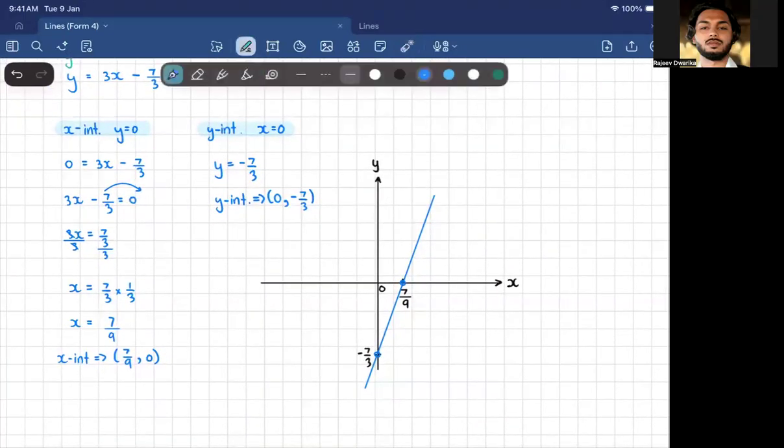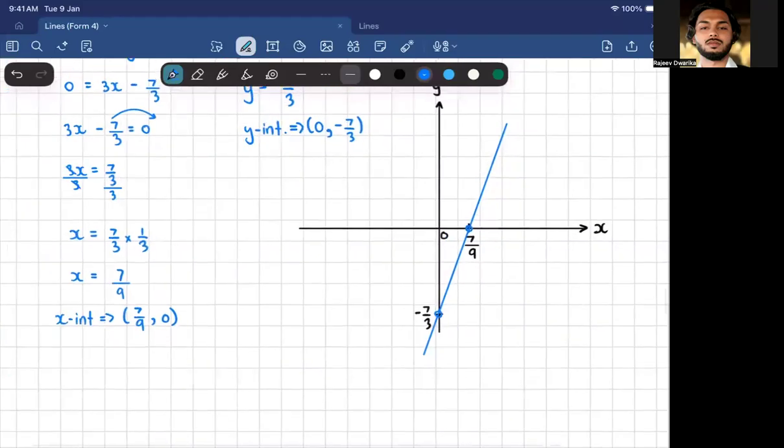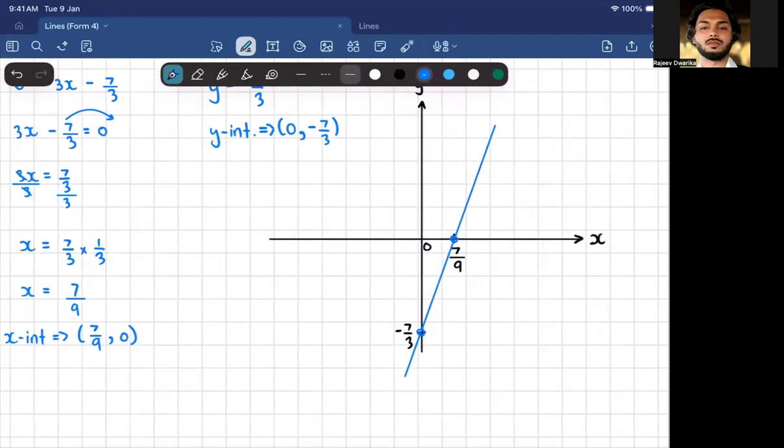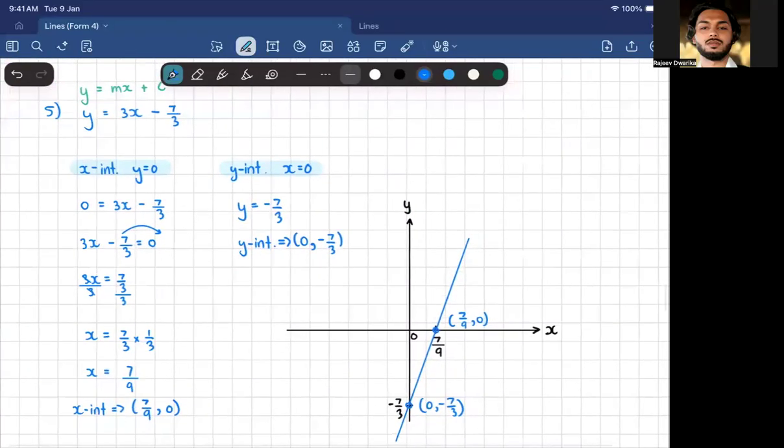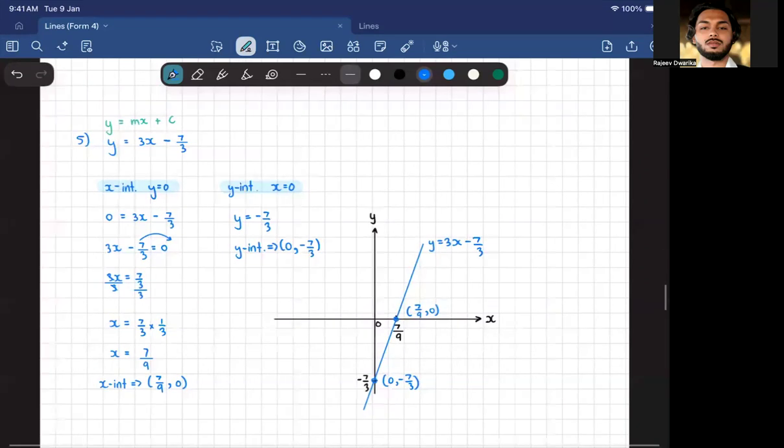I guess something I could add in to make sure nobody is confused. I could say that this point would be 0, comma, -7/3. And this point over here is 7/9, comma, 0. And the equation of this line would be y is equal to 3x minus 7/3. Right. Is everybody really good with this? Do we understand it? Because I'm gonna do one more example. Let me know, guys.